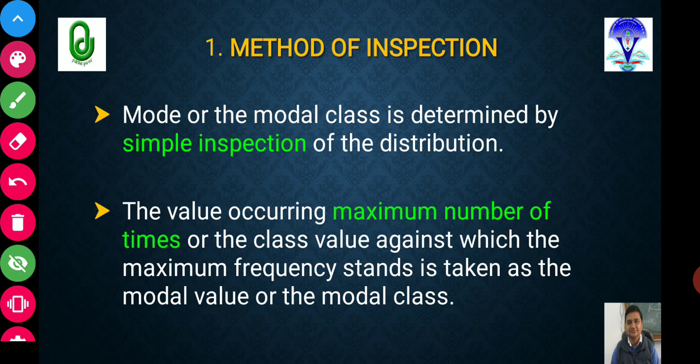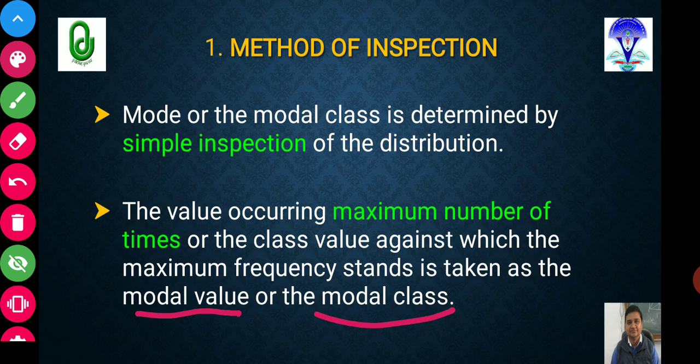So the first one is the method of inspection. The mode or modal class is determined by simple inspection of the distribution. Whenever you are presented with data, just by seeing the distribution you can determine the mode of that data, or the modal class. The value occurring the maximum number of times, or the class against which the maximum frequency stands, is taken as the modal value or the modal class.